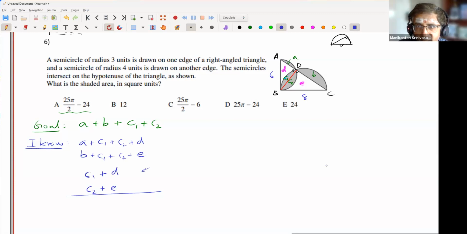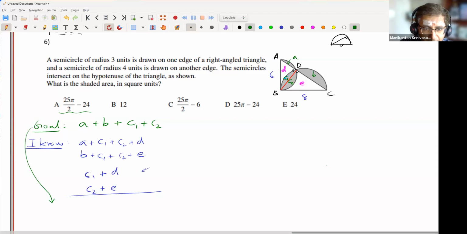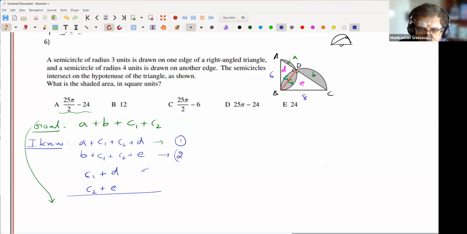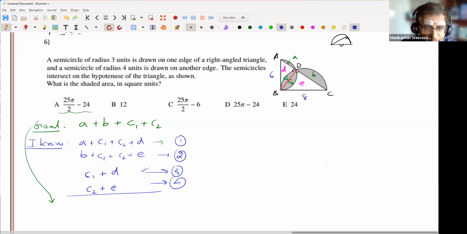So I can generate this quantity. How do I generate this quantity? Let me just label them as 1, 2, 3, 4 or something. Okay, so this is 1, this is 2, this is 3, and this is 4. So I need A plus B somehow. So clearly I should do 1 plus 2.